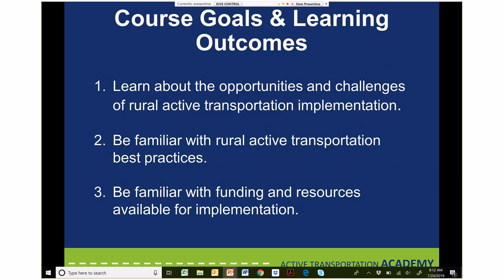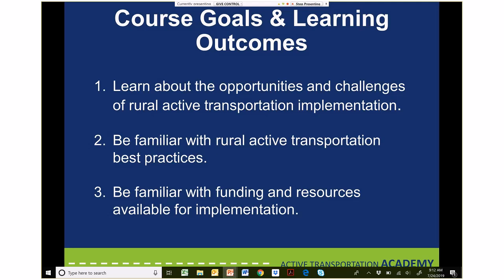So the main goals and learning outcomes of this are to learn about opportunities and challenges of rural active transportation implementation. So we've heard from all of you that there are specific challenges regarding active transportation in your rural communities with specific populations, with the landscape, with surrounding land use. And there are other opportunities as well that don't exist in other types of areas. And so we want to make sure that we cover that so that we understand why we are actually taking the course.